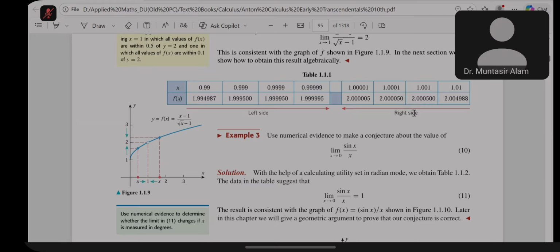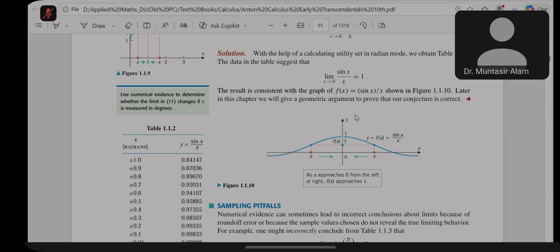Again, if we move from the right hand side towards 1, then the value that we should take as an input should be a little greater than 1. So we can see the value is 1.000001 and the function value is a little greater than 2. So from both directions, we can see the limiting value is nearing 2. Not exactly 2, but very close to 2. That's why we say the limit exists at x equal to 1 and the limiting value is 2.